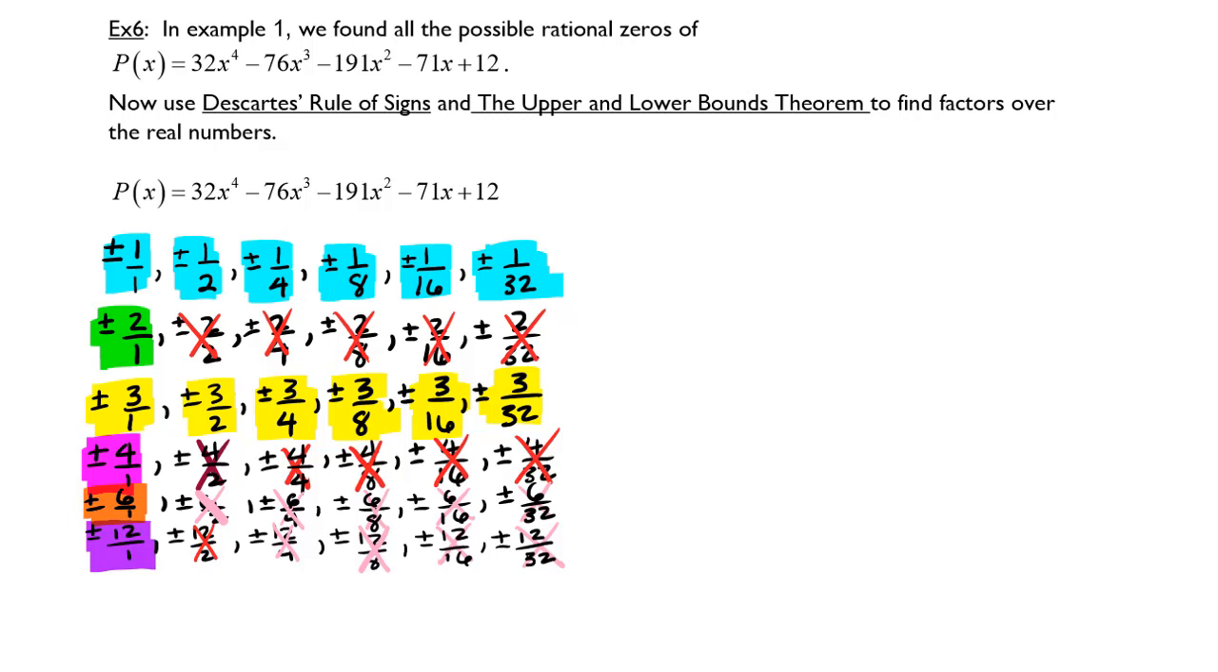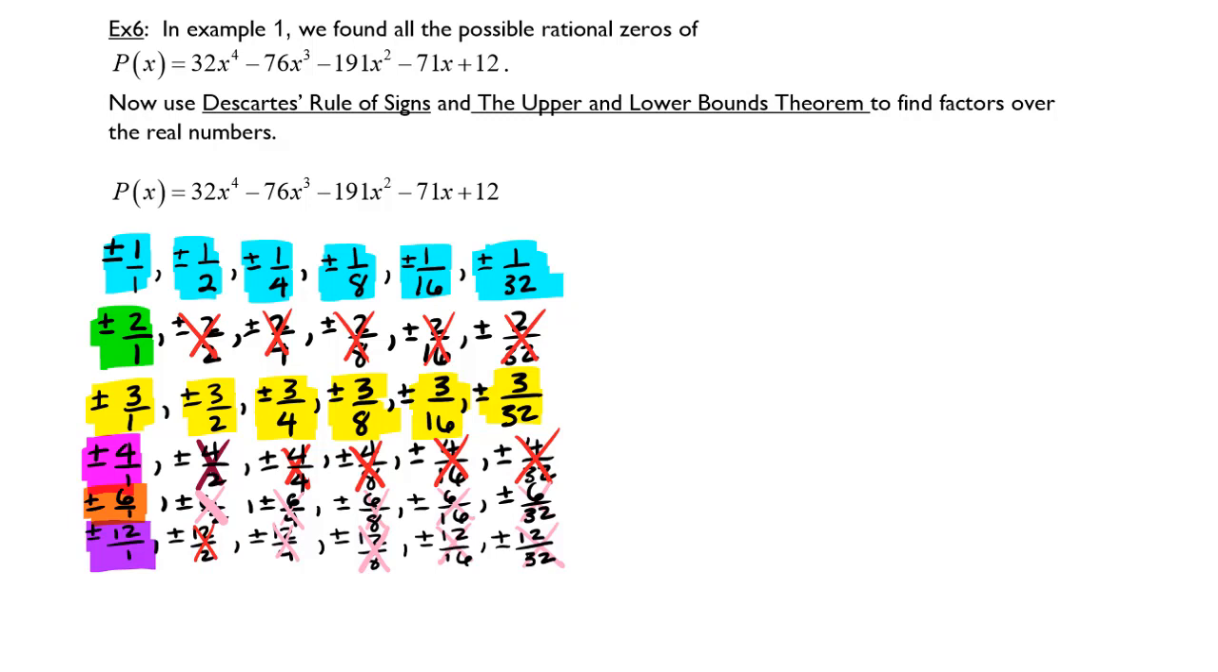Welcome back to part 5 of zeros of polynomials. We are now going to put everything together, and we're going to finish up by going back to the beginning where we had a rather large polynomial, p of x equals 32x to the fourth minus 76x to the third minus 191x squared minus 71x plus 12.